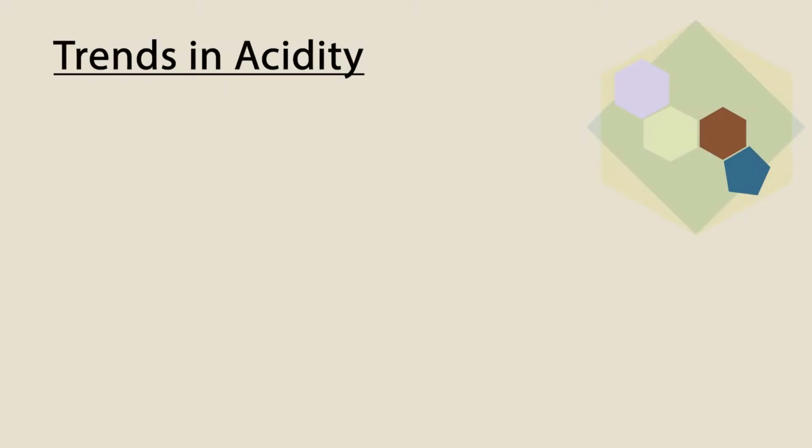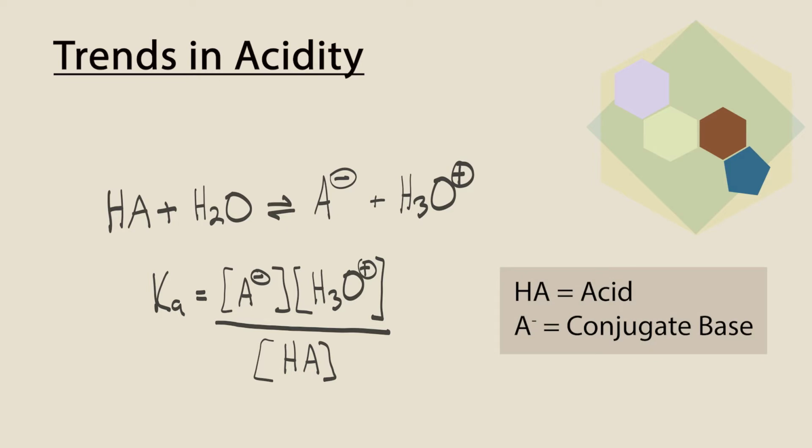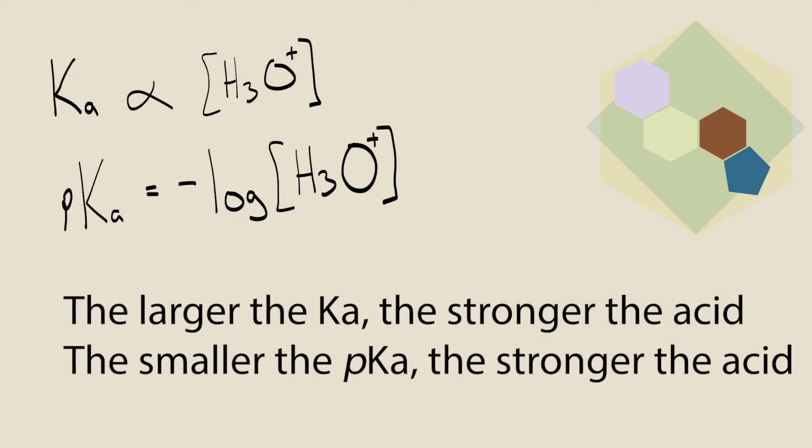In this video, we will explore trends in acidity as it relates to chemical structure. Acid strength is determined by the equilibrium shown here. The stronger the acid, the more hydronium ion is formed when compared to a weaker acid. Thus, a stronger acid has a larger Ka and subsequently a lower pKa.